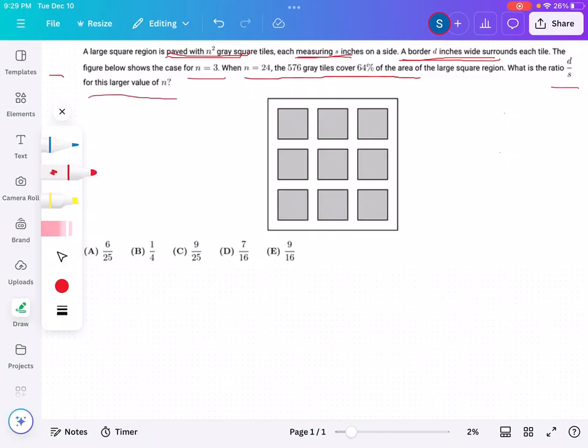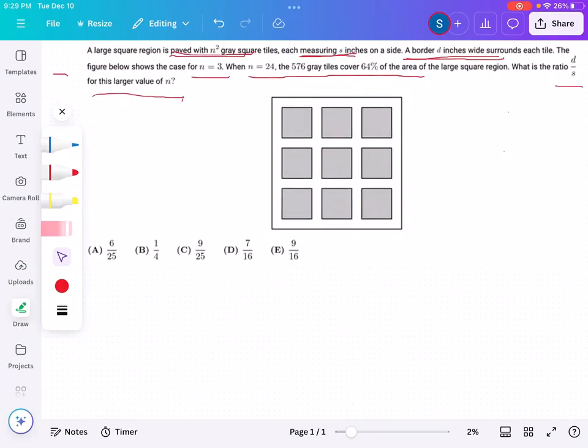Okay, so first of all, this is a lot of information to digest. So, what is the question actually asking? It's asking us to find the ratio of d over s. But what actually is d? D is nothing but the gap between the tiles, right? So in this example, there's 3 tiles, 1, 2, 3, but there's 4 gaps, and this is because there's going to be one extra gap. So the amount of d, or gaps, is always going to be s plus 1.